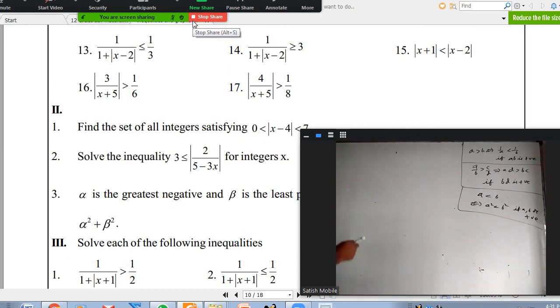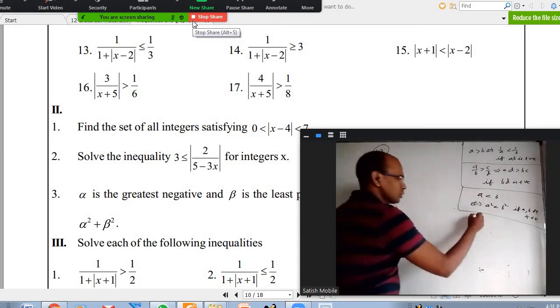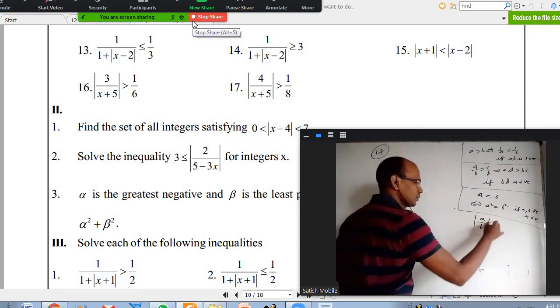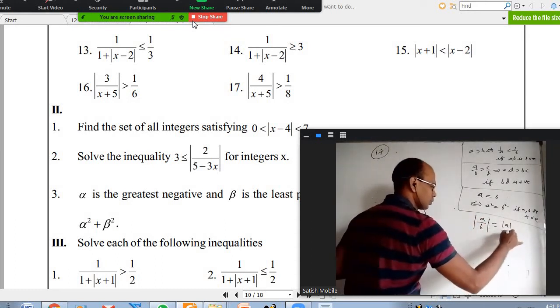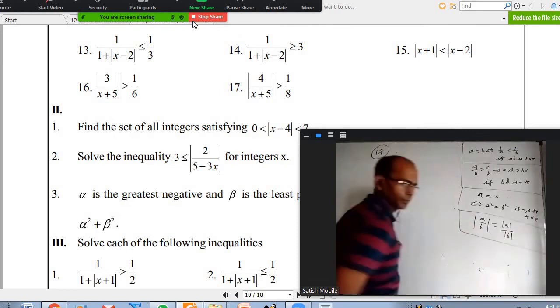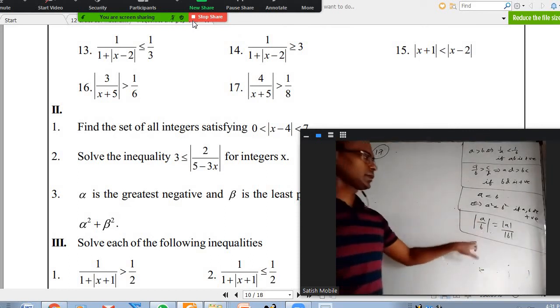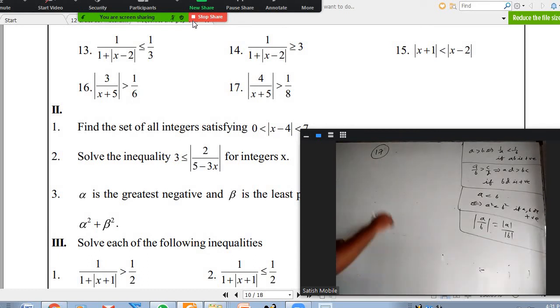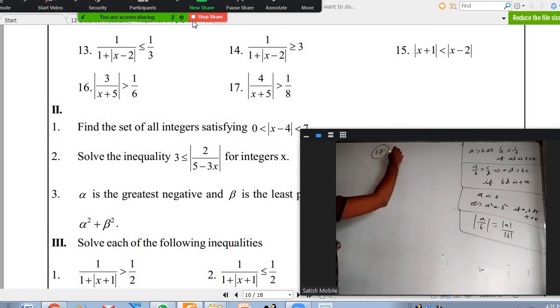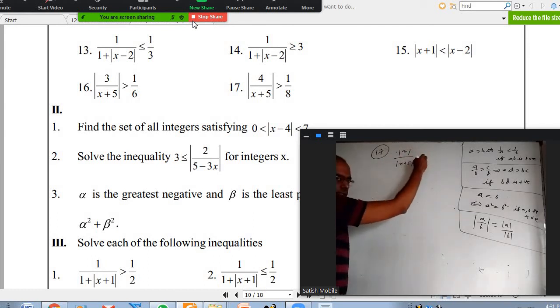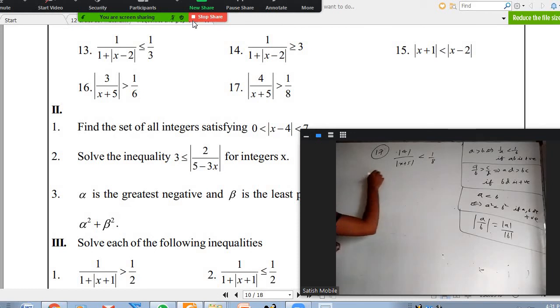Okay, so 17th one. Before doing the question, first of all, mod of A by B, anytime you can write mod A by mod B. It's always no problem. Mod of A by B is mod A by mod B. So for the question, the mod which is there for the total, I can write it as mod 4 by mod x plus 5 less than 1 by 8. Mod 4 I can write as 4 itself because it's positive.